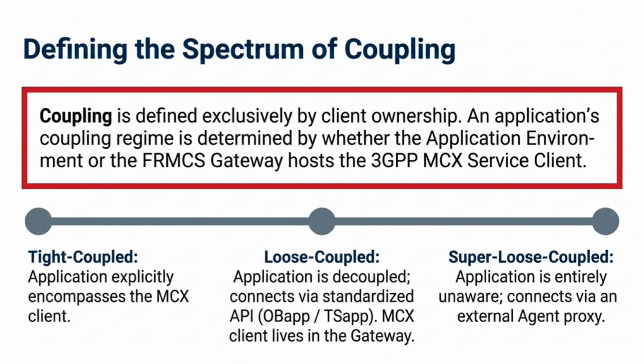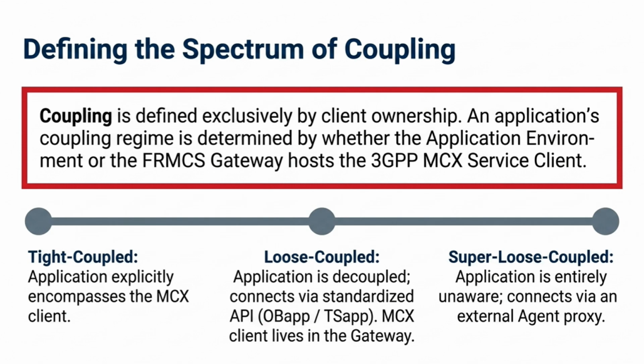Now, when we look at the three regimes, tight, loose, and super loose, it really boils down to one critical engineering question. Where does the FRMCS service client physically live? Does it sit inside the application itself, or does it live over in the FRMCS gateway?